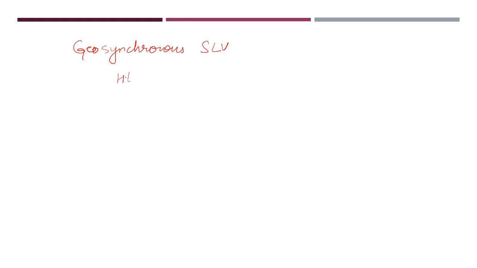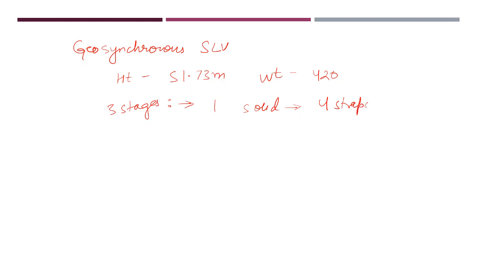It is having a height of almost 51.73 meters. The weight of GSLV Mark II is 420 tons. It is having 3 stages. So please remember, now the stages have been reduced. From PSLV, we are having 1 lesser stage, and from ASLV, we are having 2 lesser stages. So the first stage is a solid stage, which is having a solid motor, but only 4 strap-on boosters. So again, we can see that from PSLV XL, we are having two lesser strap-on boosters.